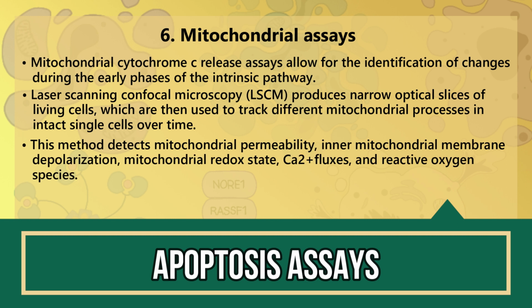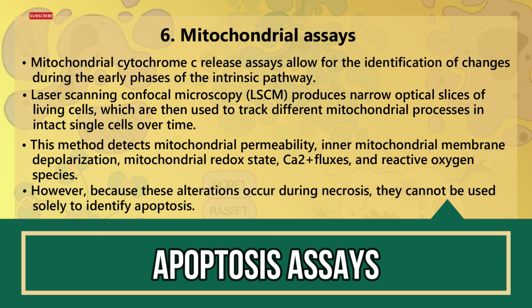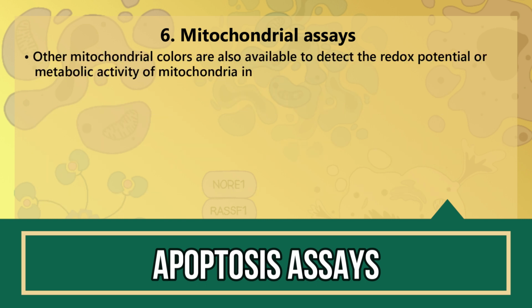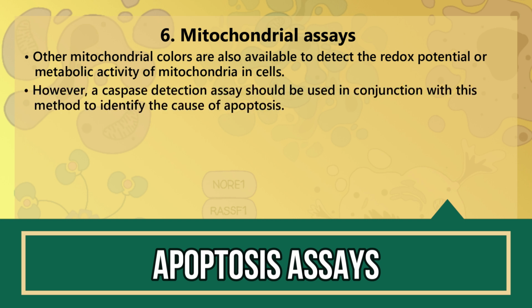This method detects mitochondrial permeability, inner mitochondrial membrane depolarization, mitochondrial redox state, Ca2+ fluxes, and reactive oxygen species. However, because these alterations occur during necrosis, they cannot be used solely to identify apoptosis. Other mitochondrial colors are also available to detect the redox potential or metabolic activity of mitochondria in cells. However, a caspase detection assay should be used in conjunction with these methods to identify the cause of apoptosis.